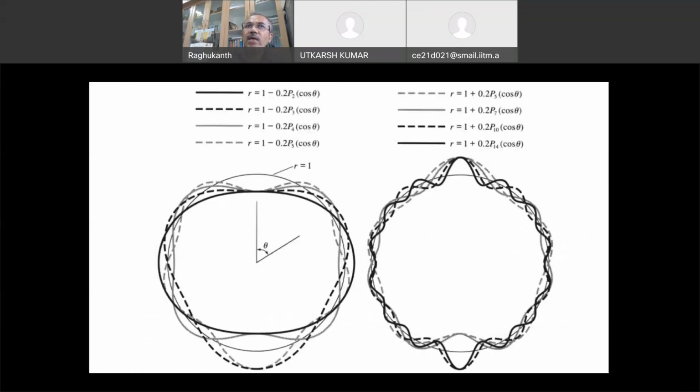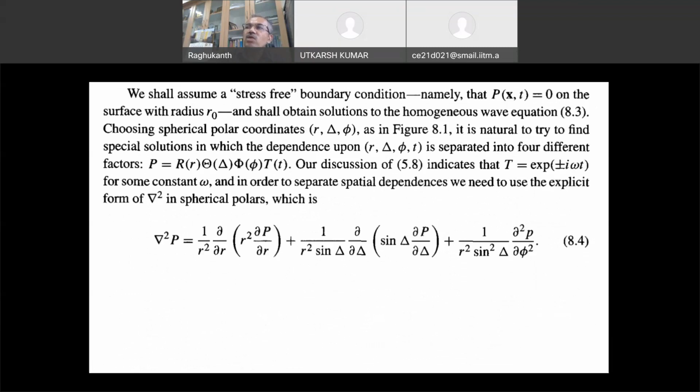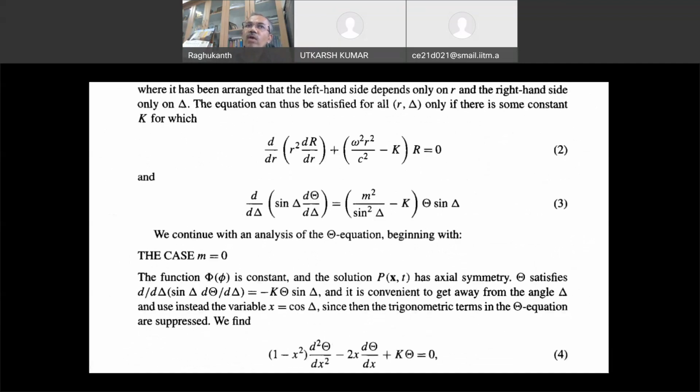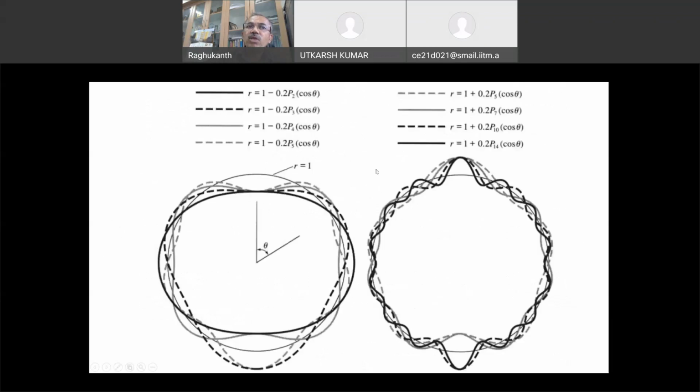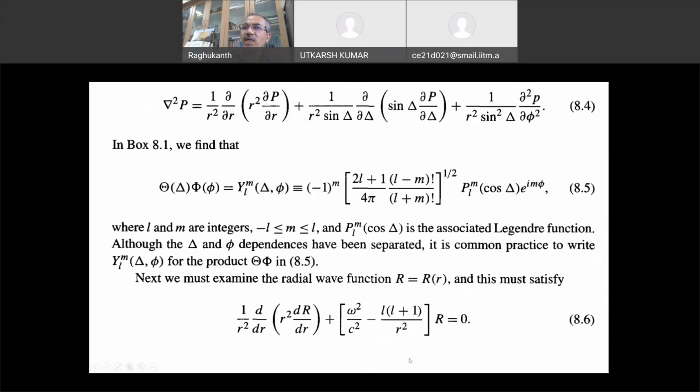We have already seen the PDE was converted to three ODEs. This was our original PDE. It has been converted to one ODE with respect to phi, e to the power of i m phi. Then we had two equations, one for R, one for delta. Delta we have done. Now we have to look at the equation for R and what type of solutions we get. This is also a special equation.